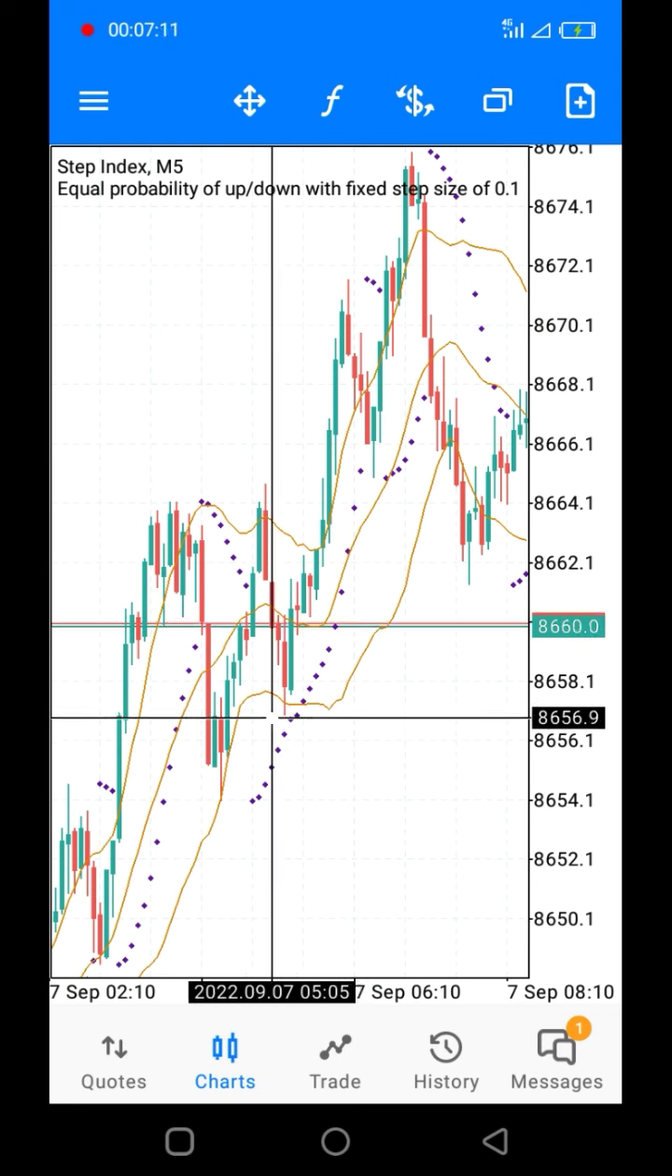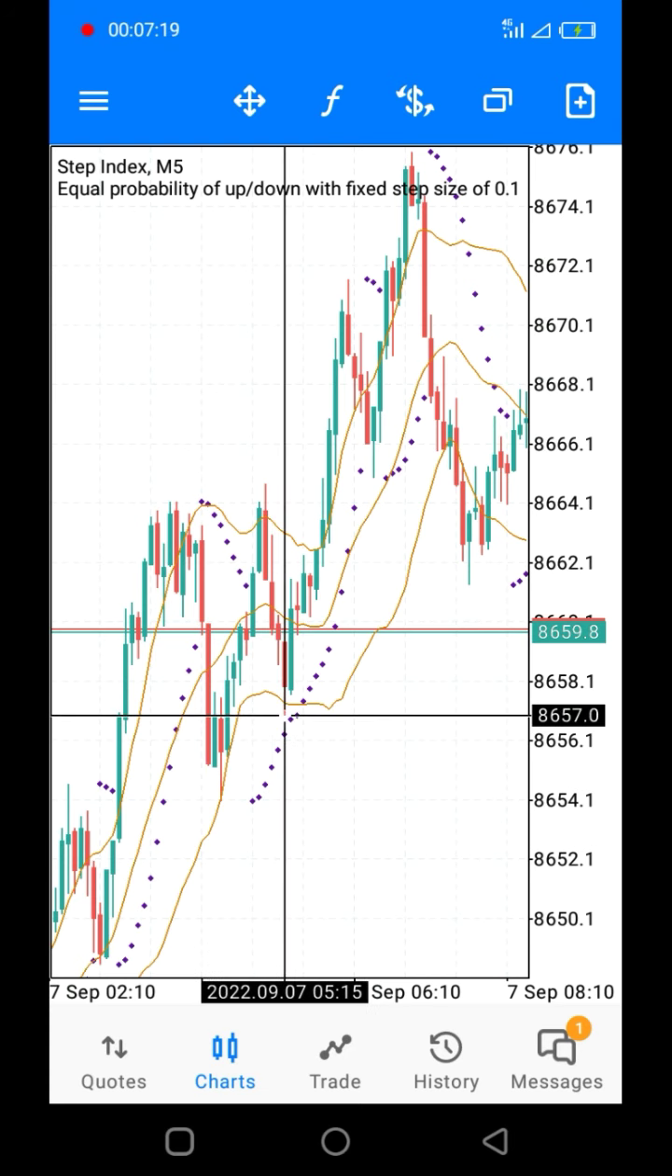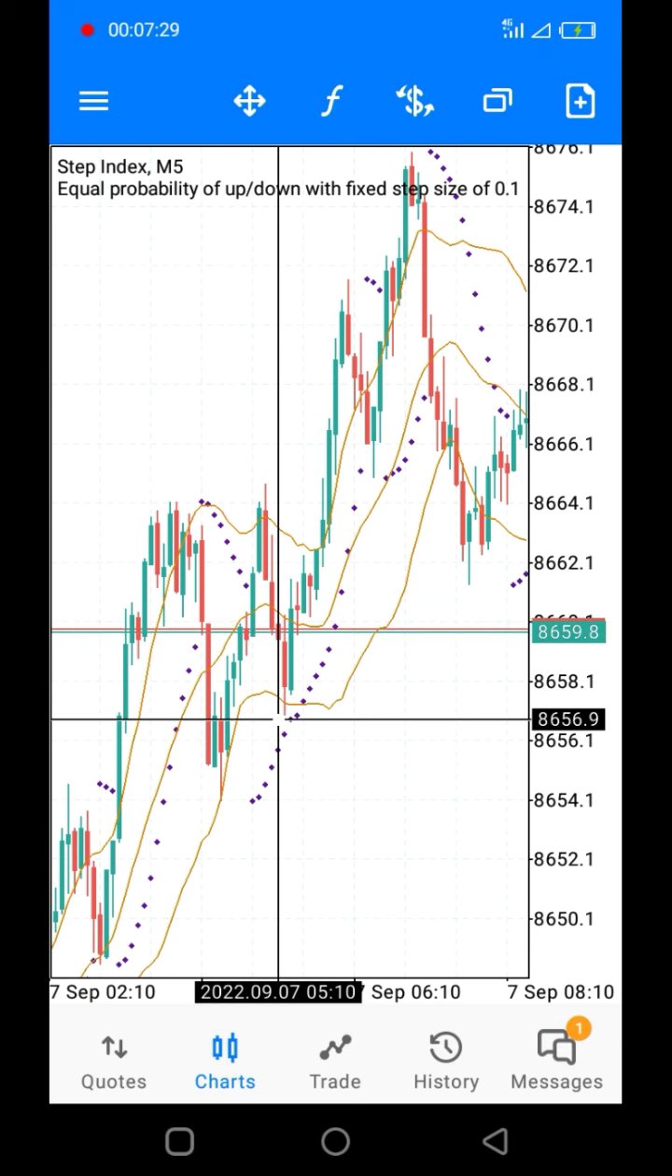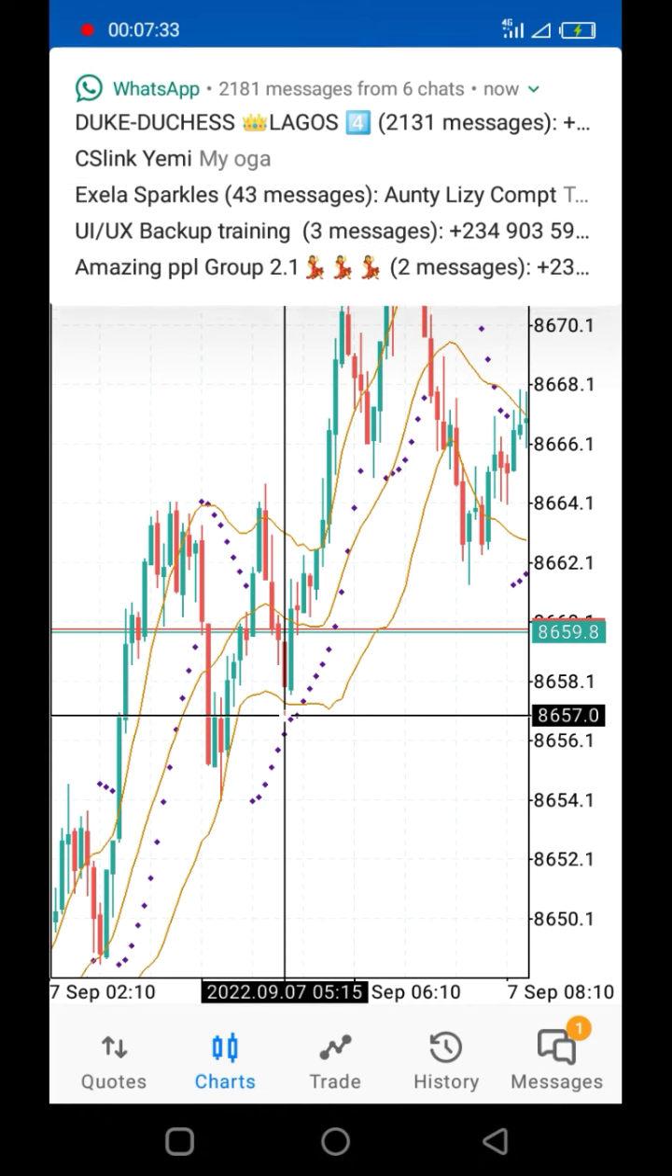Whether your entry is on the 5 minutes chart, the 15 minutes chart, or you are using a daytime frame and 1 hour, once it closes outside the boundary line, then you exit. You close it, or you set your stop loss to that place. That is 8656.9. That is going to be your stop loss zone. I think we're following.